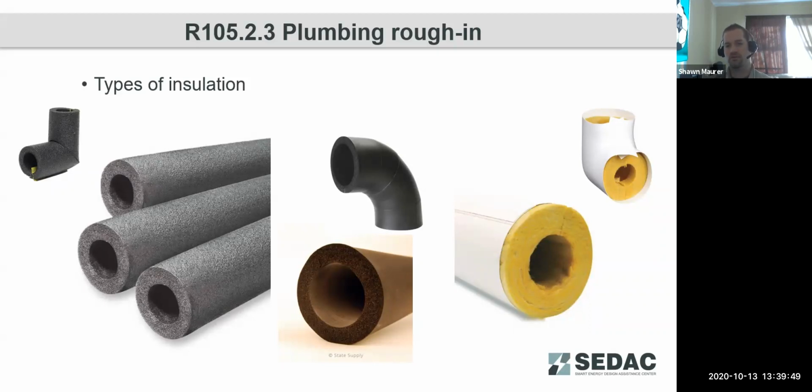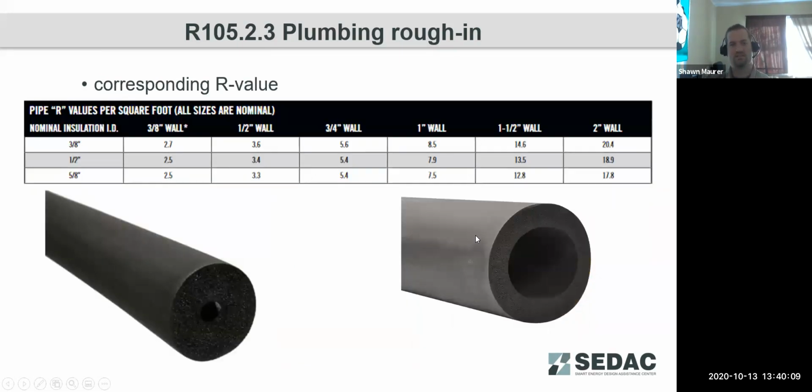So we do highly recommend formed corners or mitered cuts in that insulation anywhere you've got bends in your piping. There are many different types. You've got expanded foams, EPDMs, fiberglass. So there are multiple different types of insulation. What is important is to get the proper thickness to get your proper R value as required by the code.